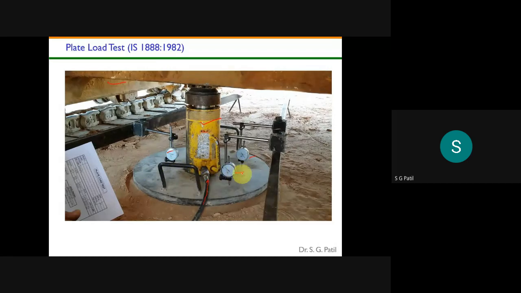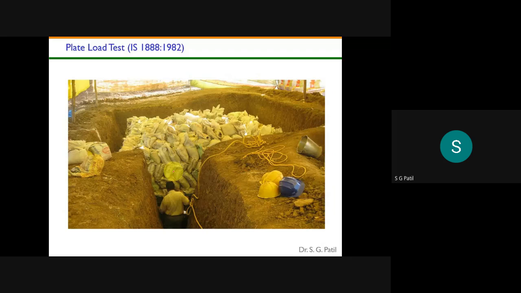Always the dial gauge will give you the settlement, and the pressure gauge will give you the pressure applied on the soil. And this is one field picture here. You see, this is the pit. This is the pit where the plate should always be kept, where you are going to put your foundation. Suppose you are going to put your foundation at 3 meter depth inside the ground, then you have to excavate all the 3 meters of soil.